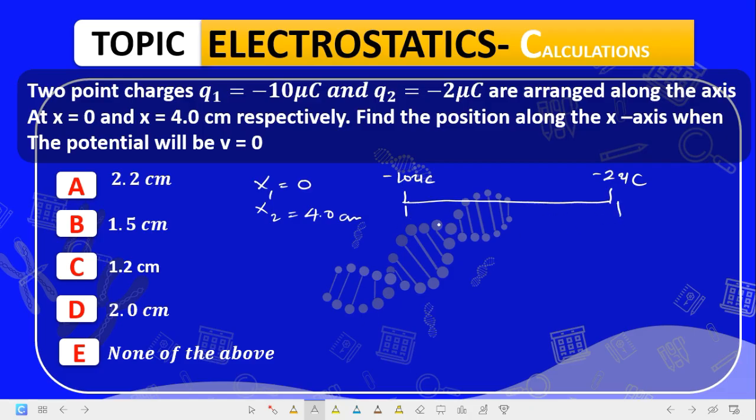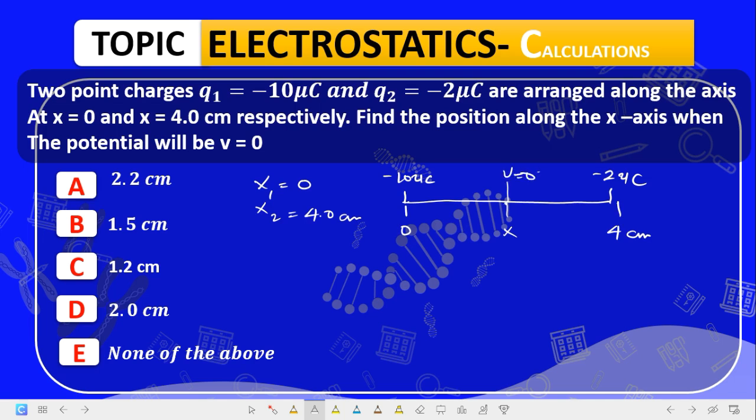The distance of separation is 0 and 4 centimeter respectively. Find the position along the x-axis where the potential will be 0. Let's say that position here is x. At this position, the potential V will be equal to 0.